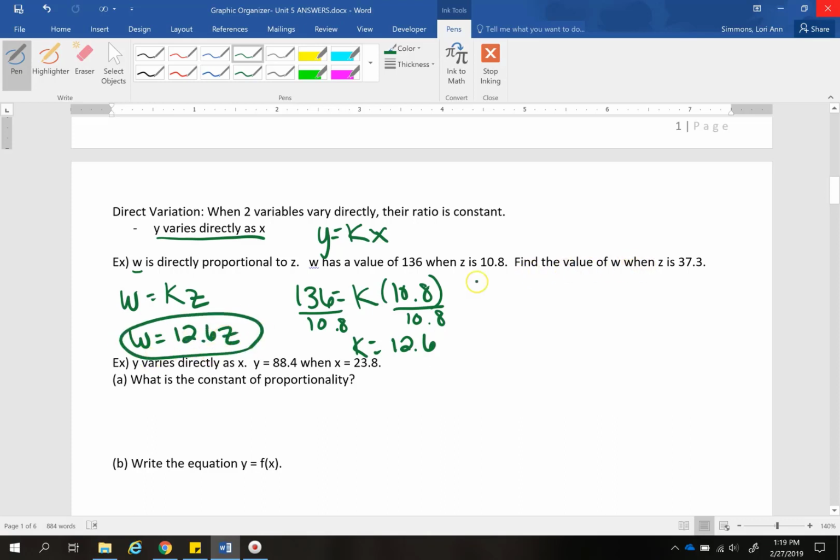So now we can find any of the values as long as we have the other. So this constant, this k that we found, is constant. That means it's not going to change for this particular example. So we want to find the value of w when z is 37.3. So then we're going to put 37.3 in for z, multiply that. W is 470. For doing significant digits, make sure you put that bar above it to indicate that that is a significant number.